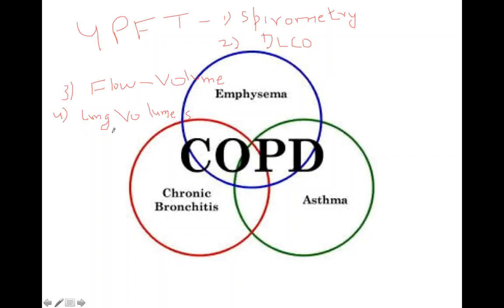And DLCO is reduced. So lung volumes are used to confirm the findings on spirometry. Total lung capacity is decreased in restrictive lung disease. Residual volume is increased in obstructive lung disease. DLCO is decreased in patients with emphysema, pulmonary fibrosis, and bronchiectasis, because of the decreased surface area.